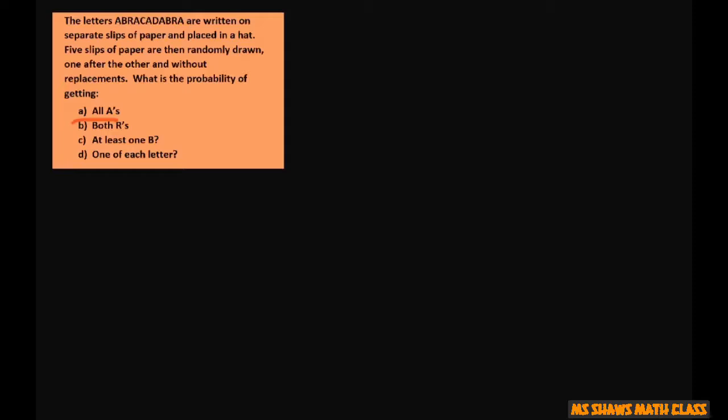So the probability of all A's is, if you add all these up, there's 11. So your total's 11, and we're choosing 5. And we want all A's. Well, if you look at all the A's, you have 1, 2, 3, 4, 5. So you're choosing 5 out of 5.